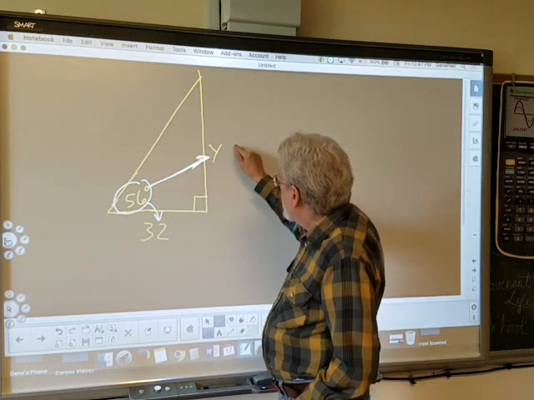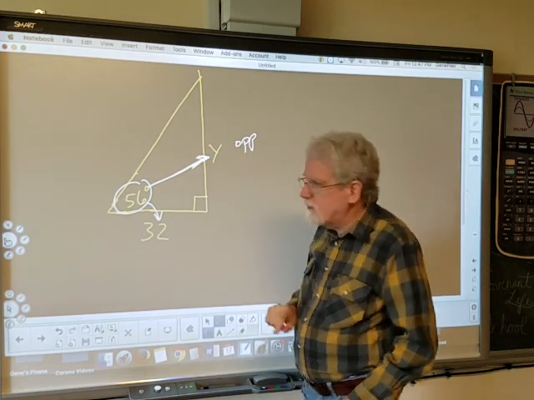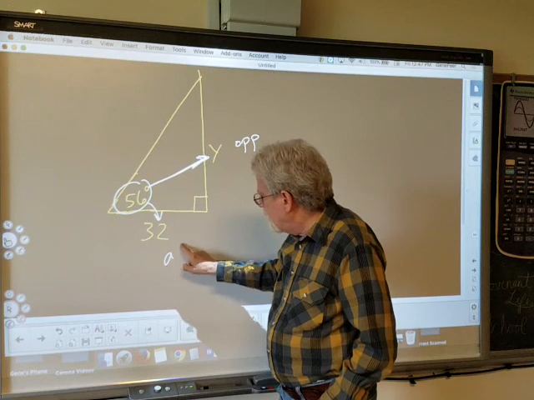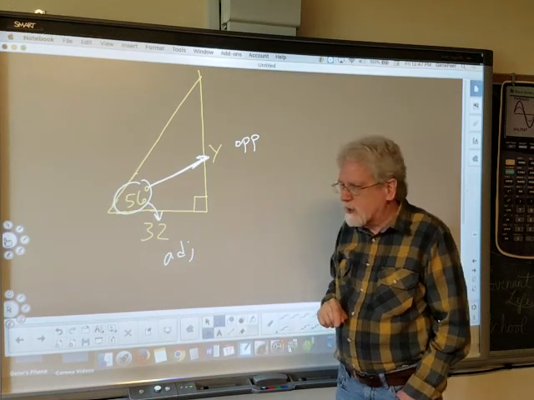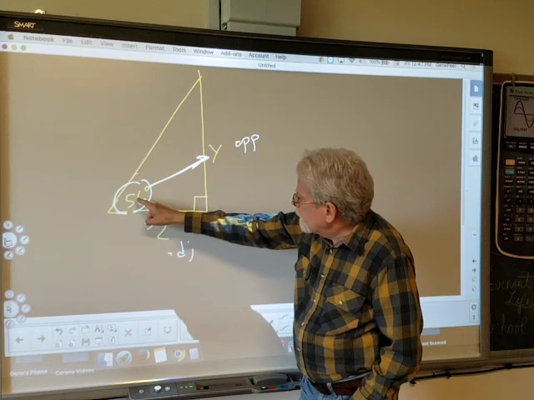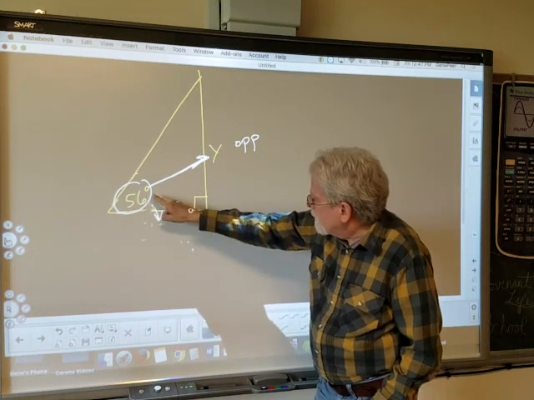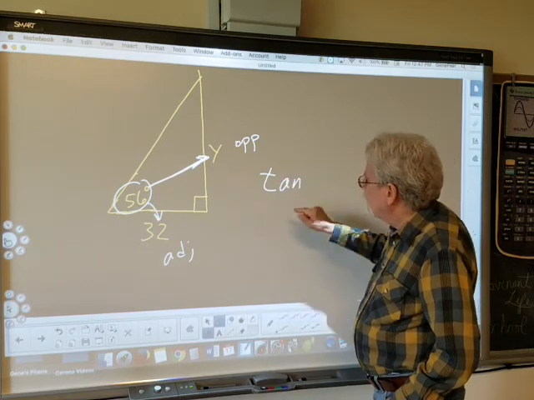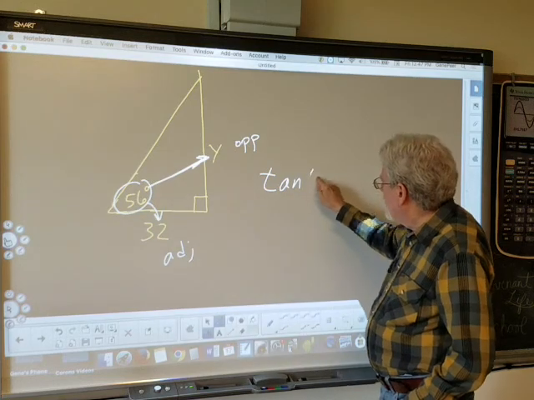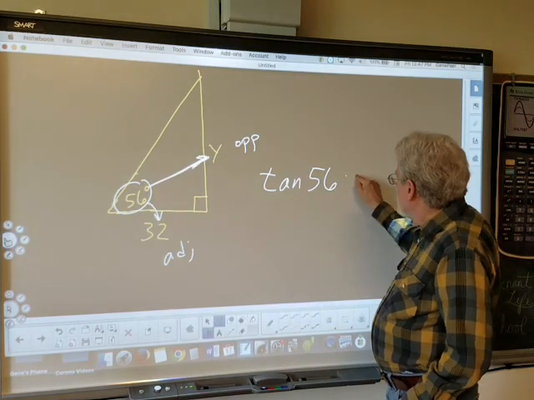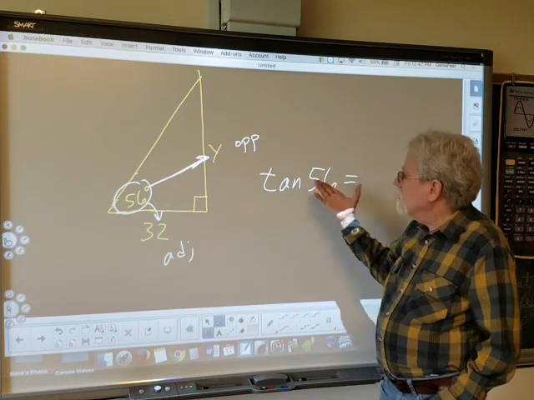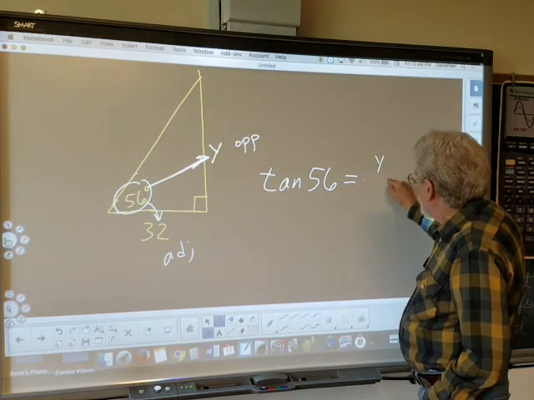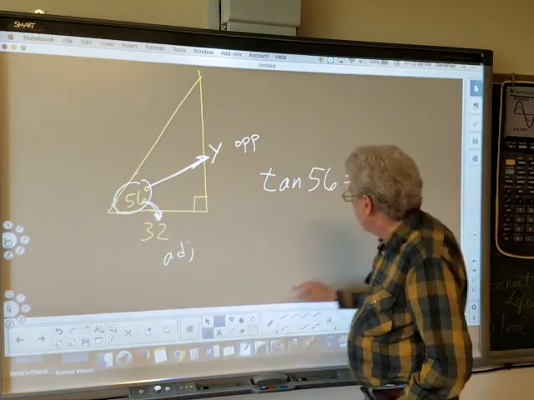We say, in relation to that 56-degree angle, what is this guy called and what is that guy called? This guy is called its opposite. I'm going to abbreviate OPP. And we're going to abbreviate the adjacent as ADJ. This makes it a little bit easier because we hate long words. So for the 56-degree angle, there's the opposite, there's the adjacent. So here's what we write. We write tangent of the angle, tangent of 56 equals what? Tangent equals opposite, which is y, over adjacent, which is 32.